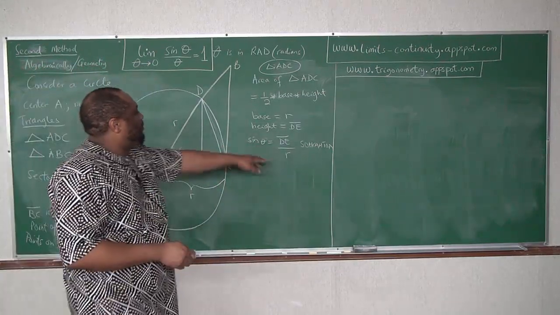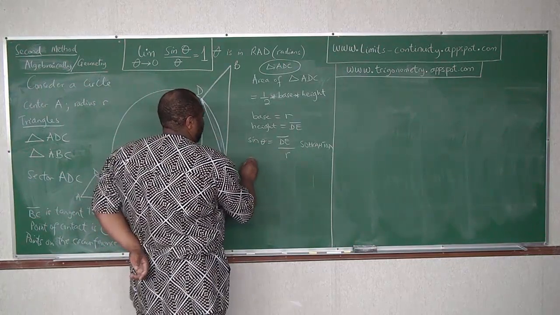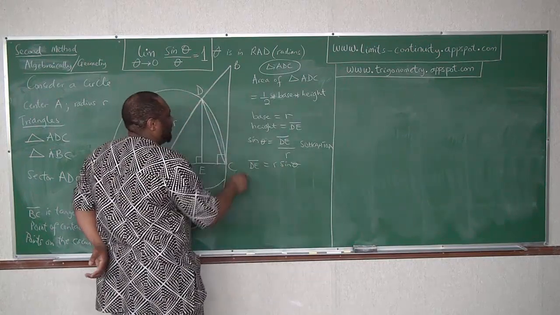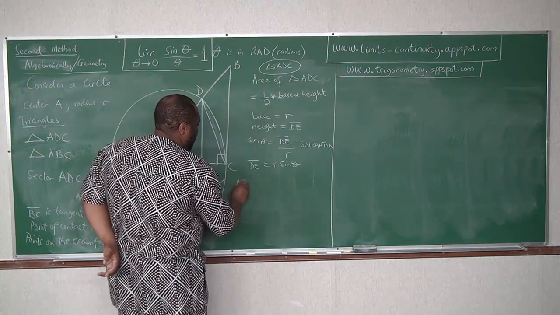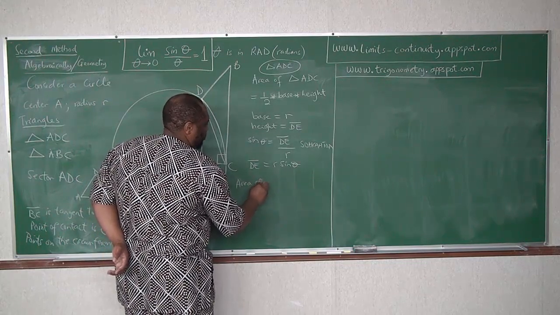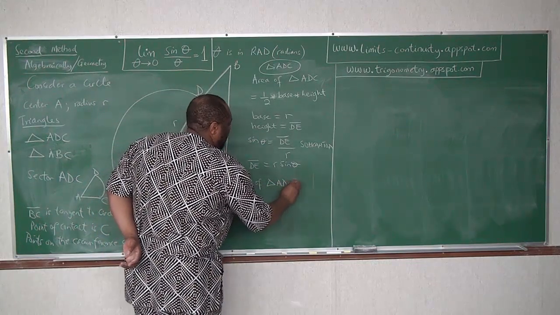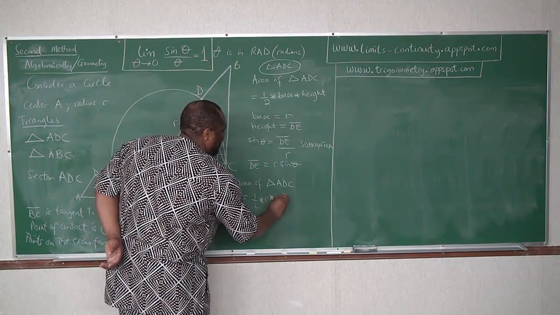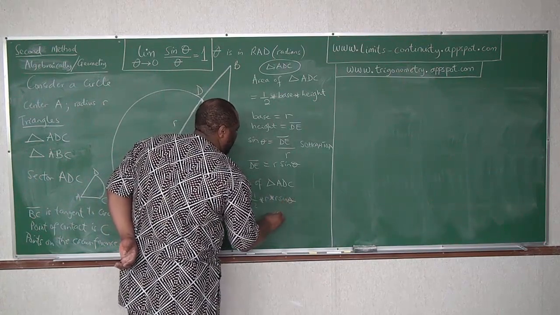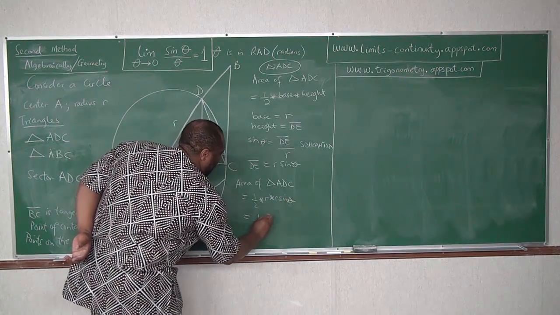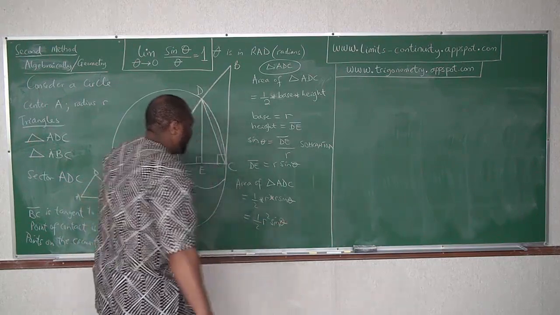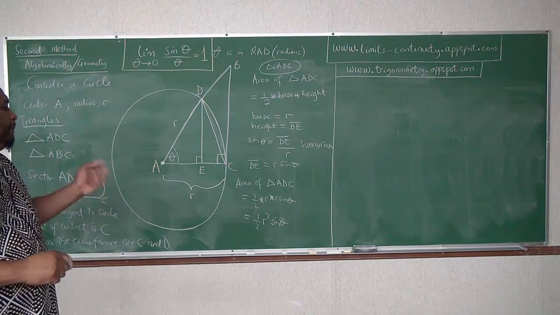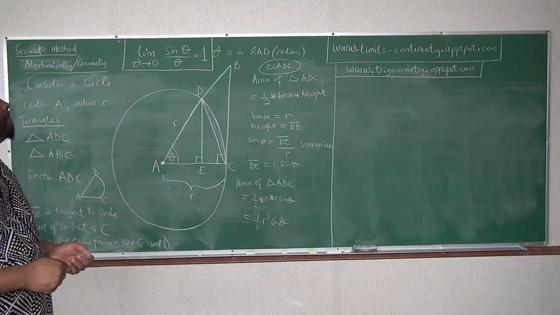Alright, so this is what I'm doing. DE is R sine theta. Now the area of triangle ABC is half times R sine theta, and that gives us half R squared sine theta. So we keep this: half R squared sine theta. We keep it.